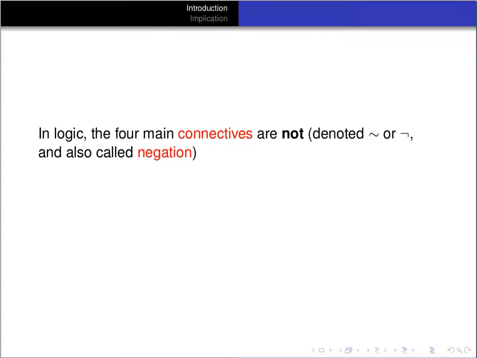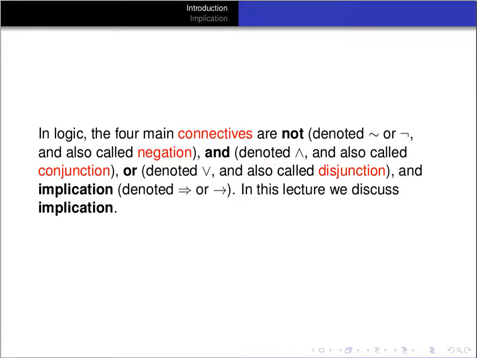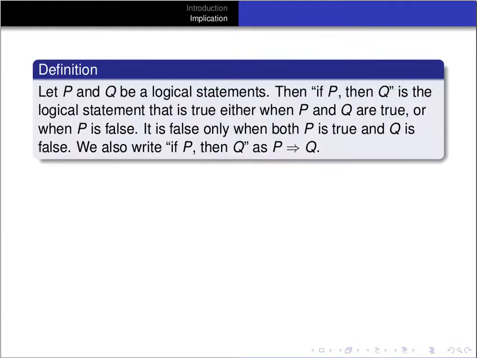So in logic, there are four main connectives. They are not, also called negation. There's and, or conjunction. There's or, disjunction. And there's implication. In this lecture, we're going to discuss implication, also known as if-then statements. So let's let P and Q be logical statements. Then the statement if P then Q is the logical statement that is true when either P and Q are true or when P is false. So in particular, it's false only when P is true and Q is false. We also write if P then Q as P implies Q, where implies is represented by that sort of double arrow.